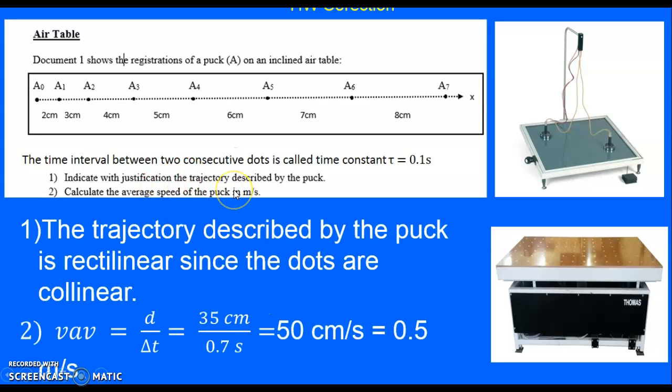Calculate the average speed of the puck in meters per second. As long as we did not specify an interval of time, this means you have to calculate the average speed for the whole motion, from the beginning to the final position given.